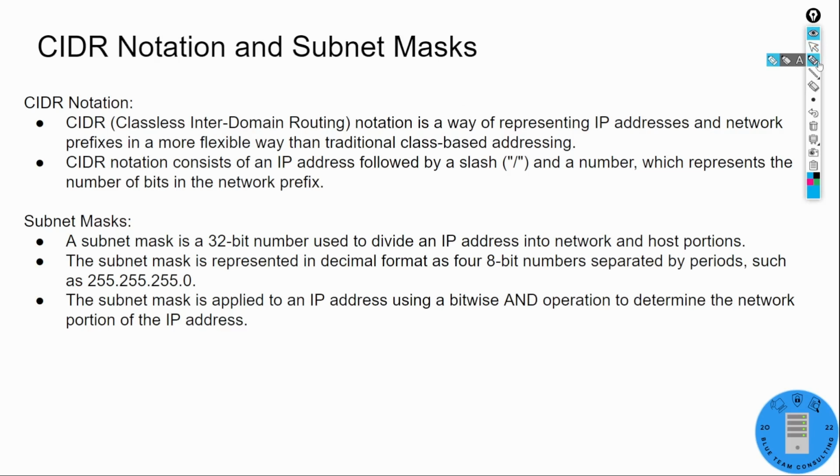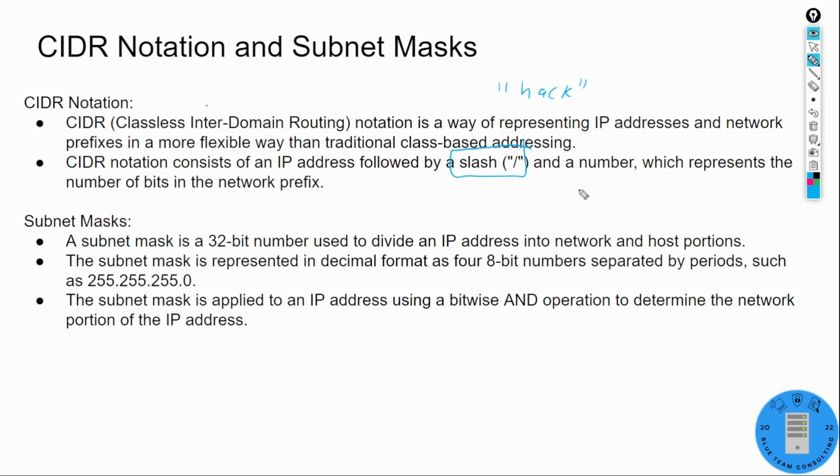So we have CIDR notation and subnet masks. CIDR notation stands for classless inter-domain routing. It's a notation that we write in the form of slashes. CIDR notation is also called a hack. So if you said, we have a hack 8 network, it's a slash 8. It's a CIDR notation. It's a way of representing IP addresses and network prefixes in a more flexible way than traditional class-based addressing. The IP address is going to be followed by the slash and a number to represent how many bits are allocated for the network. In doing so, it also tells you how many bits are allocated for the hosts, which we'll get into.